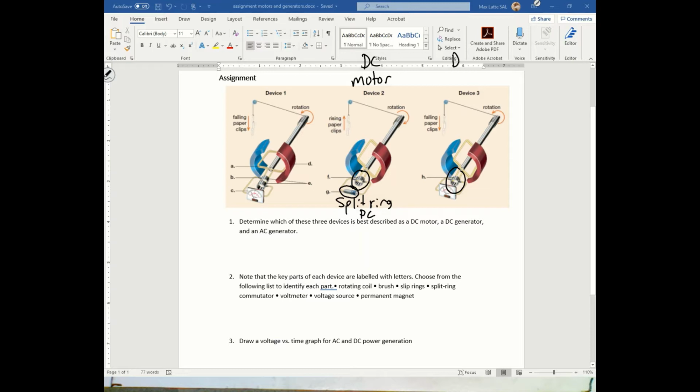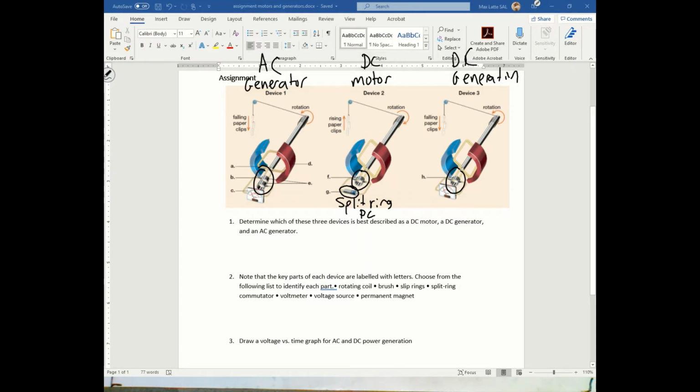This is a DC generator because it has a dial on it that shows how much current is being produced. So you're generating the current, and this has the same dial, so this is a generator. That's an AC generator because it's got 2 of them. It's got the slip rings.